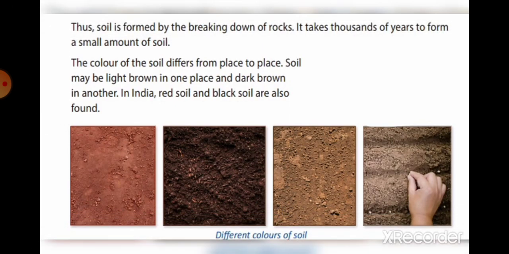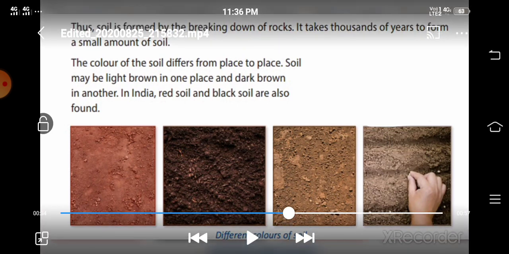The soil is formed by the breaking down of rocks. It takes thousands of years to form a small amount of soil. The color of the soil differs from place to place. Soil may be light brown in one place and dark brown in another. In India, red soil and black soil are also found. So, you can see the different types of soil here.